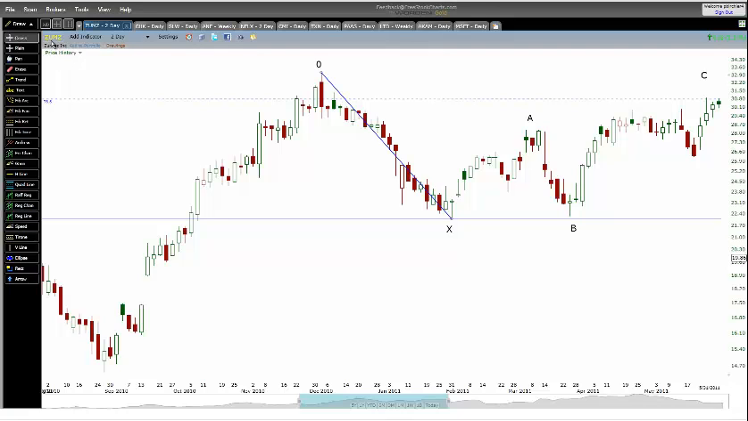Symbol ZUMZ, and I have the 5 points labeled on this chart as 0, X, A, B, C. So we're looking at how the ABC pattern relates to this prior market move. And I'm going to show you how to use three relatively objective points in order to pinpoint the potential reversal zone in the area that we have labeled wave C here.